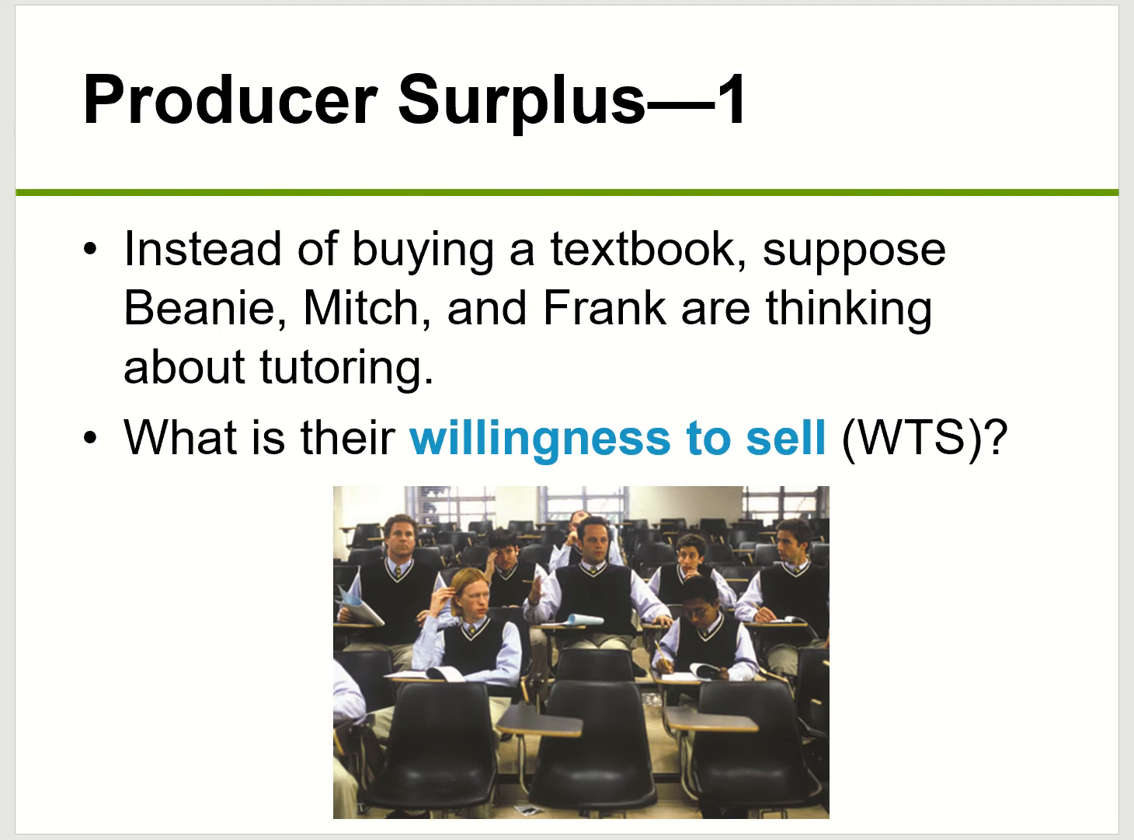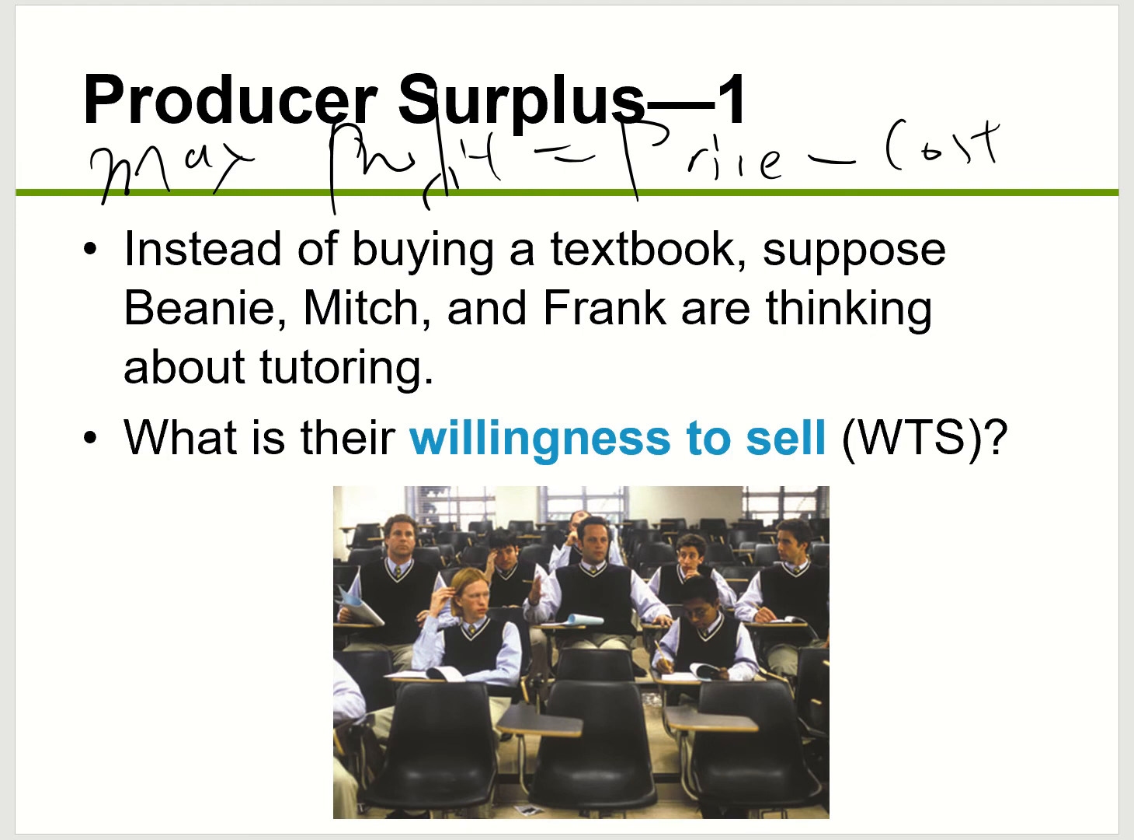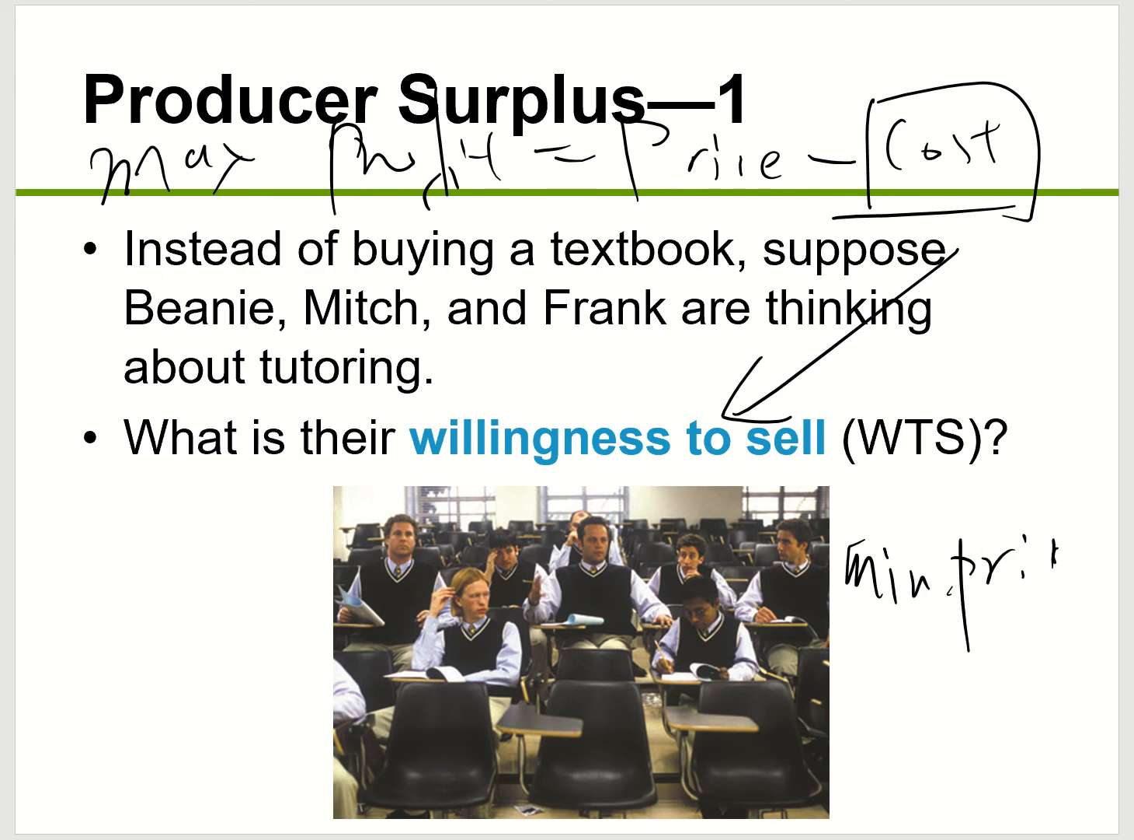Now the goal for every single producer is to maximize the profit. Now to find profit, you're gonna take your price of the good minus the cost of production. We can also call this cost of production the willingness to sell, which is the minimum price the sellers are willing to sell this good. That's called willingness to sell.